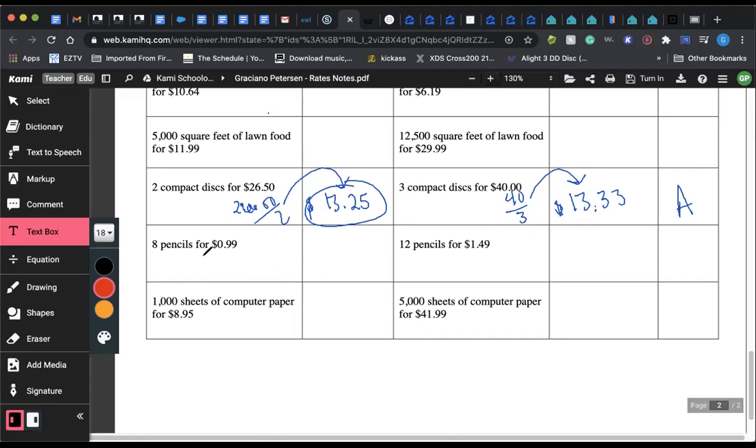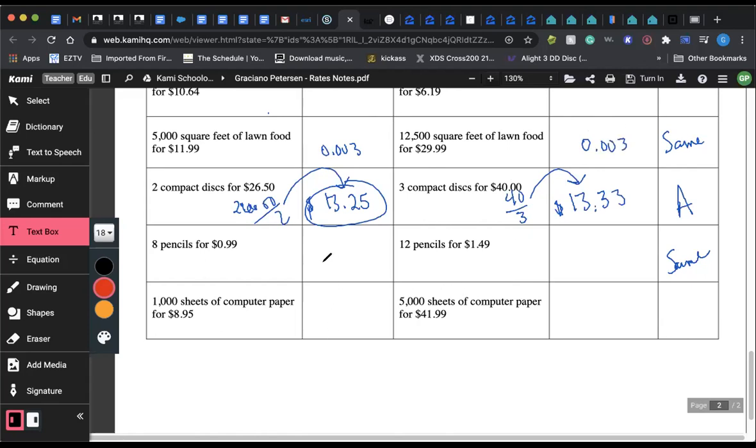Okay, and then we have 8 pencils for 99 cents and 12 pencils for $1.49. Which one's the better buy? They're both the same. Yep, they are both the same in this case as well. What about the one about square feet of lawn food? Would that be the same as the one before the compact disc one? Yep, that one was also the same, because it ended up being 0.003 for both of them.